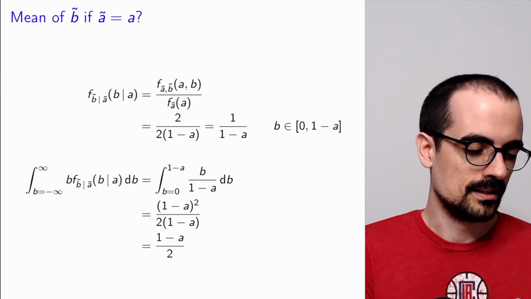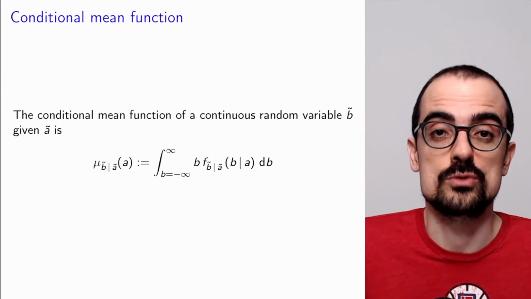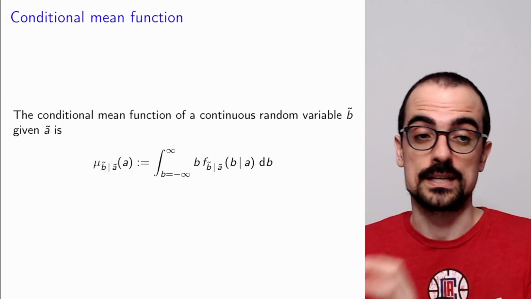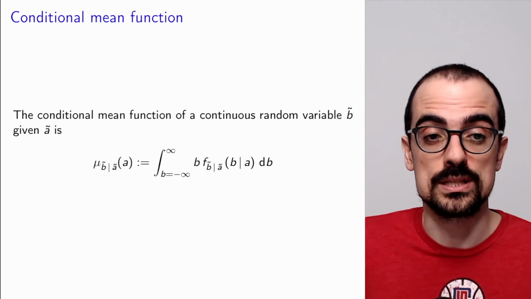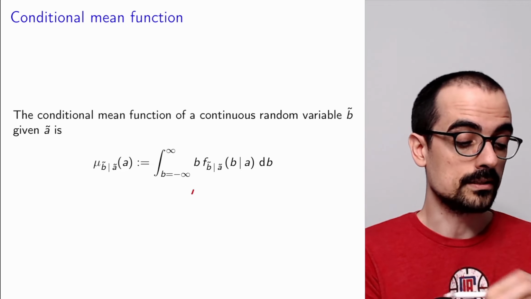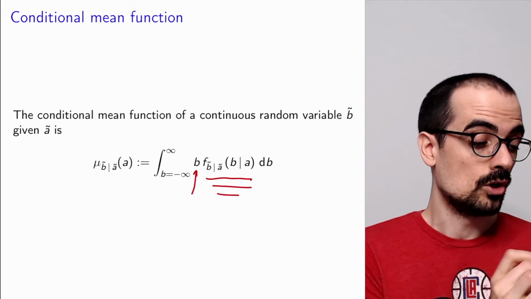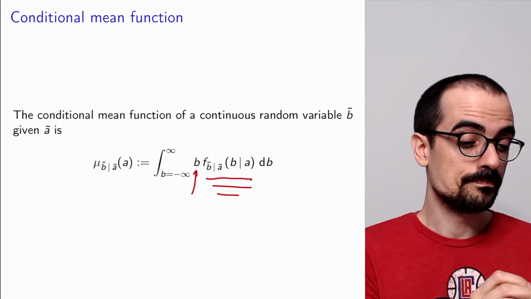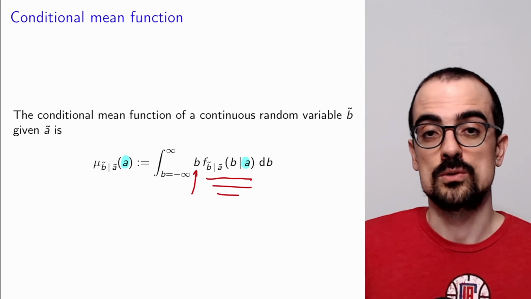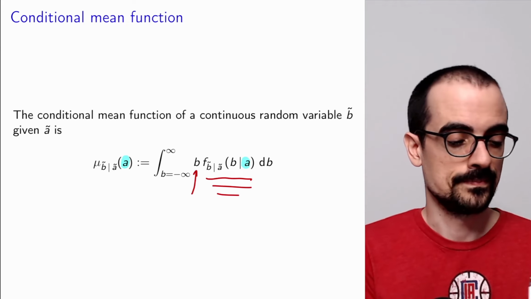All right, so I derailed the video a little bit. Sorry about that. The way we define the conditional mean function of a continuous random variable given another random variable is exactly using the formula that we just used, where we compute this weighted integral, and it's weighted by the conditional PDF of the random variable given the value that we're conditioning on. So very similar to the discrete case, except that we use integrals and densities.